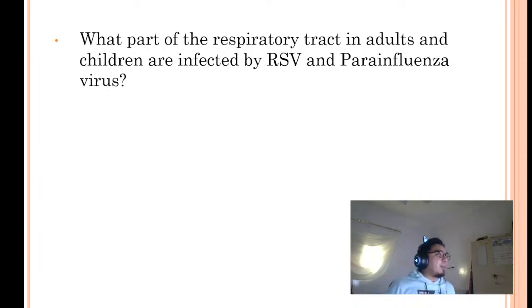Anyway, let's move on to what part of the respiratory tract in adults and in children are infected by RSV and parainfluenza. Well, for adults, it's actually just the upper respiratory tract, and for children, it's the lower respiratory tract. That's why physicians, especially pediatricians, are much more mindful of respiratory infections in children because it can lead to pneumonia or viral pneumonia for children. So that's the reason why I added this one.